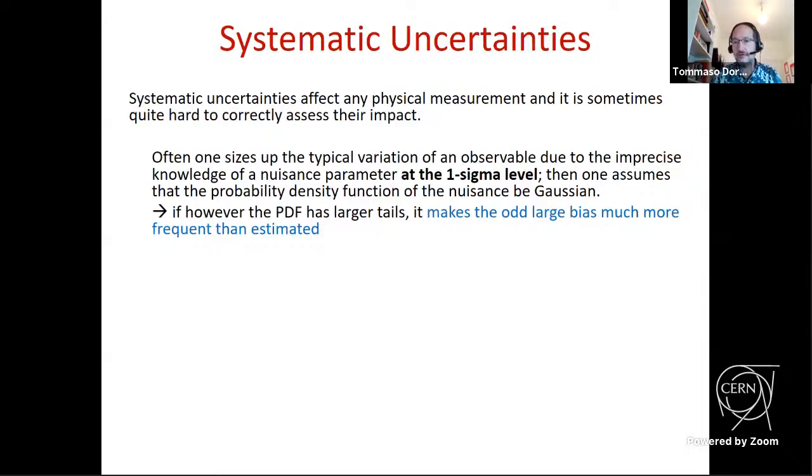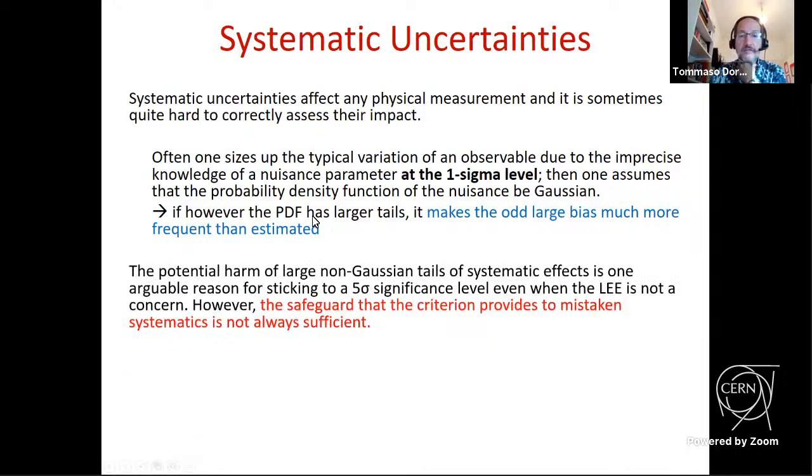But it is liable to be wrong, especially in the tails, because the Gaussian goes down very, very quickly in the tails. But if you have a different probability density function for a nuisance parameter, a systematic uncertainty, you may pay a very large price when you estimate your significance, because this systematic uncertainty actually might be causing you to neglect its effect on the tails. So the potential harm of large non-Gaussian tails of systematic effects is one reason for sticking to 5 sigma significance.